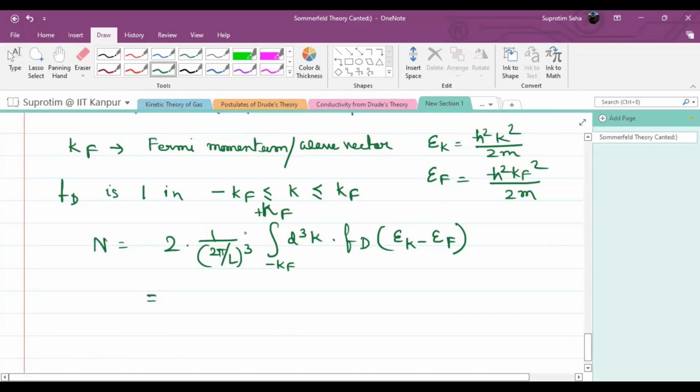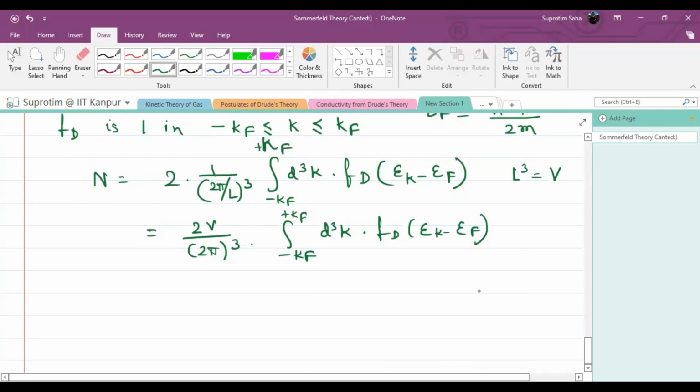So L cubed is the volume of the cube that you are working in. So this is 2V over (2π)³ times the integral from −kF to +kF of d³k times f_D(ε_k − ε_F). Now, as I told you, between −kF and +kF this Fermi-Dirac distribution is 1, and beyond that it is 0. So what you can write is that this is N over V.